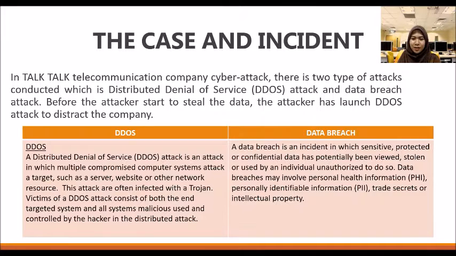A data breach is an incident in which sensitive, protected or confidential data has the potential of being viewed, stolen or used by an individual unauthorized to do so. A data breach may involve personal health information, personally identifiable information, trade secrets or intellectual property.